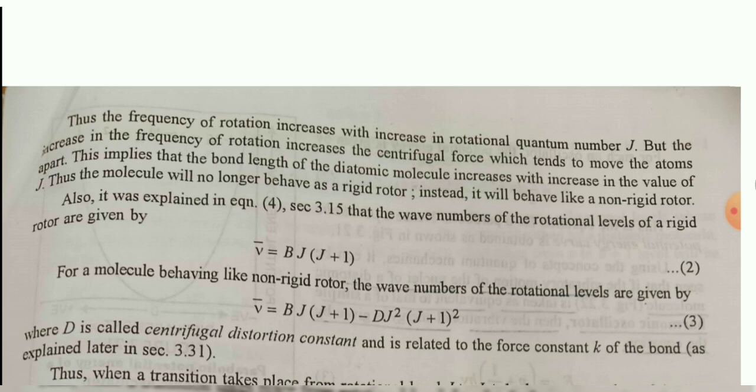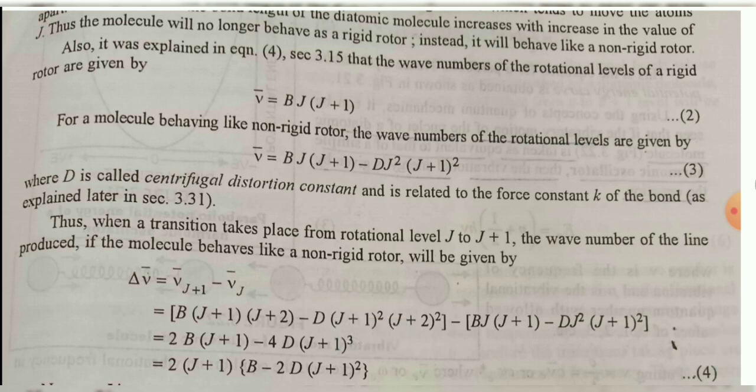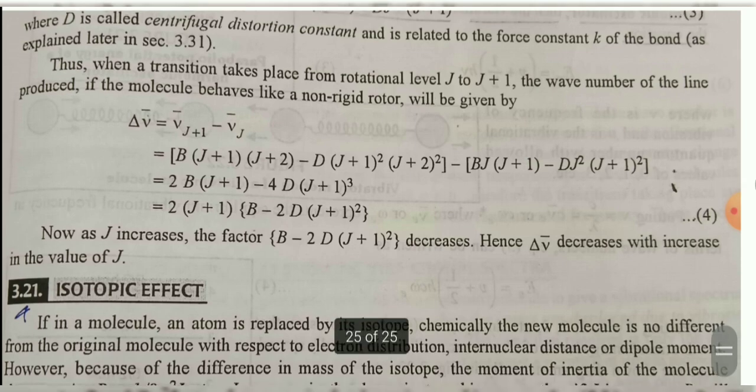Also, it was explained in equation 4, section 3.15 that the wave numbers of the rotational levels of a rigid rotor are given by nu bar equals B J into J plus 1. For a molecule behaving like a non-rigid rotator, the wave numbers of the rotational levels are given by nu bar equals B J into J plus 1 minus D J square into J plus 1 whole square, where D is called the centrifugal distortion constant and is related to the force constant K of the bond. Thus, when a transition takes place from rotational level J to J plus 1, the wave number of the line produced if the molecule behaves like a non-rigid rotor will be given by del nu bar equals nu bar J plus 1 minus nu bar J, which equals 2 into J plus 1 into B minus 2D into J plus 1 whole square. Now, as J increases, the factor B minus 2D into J plus 1 whole square decreases. Hence, del nu bar decreases with increase in the value of J.